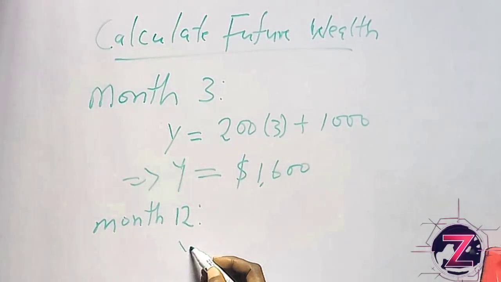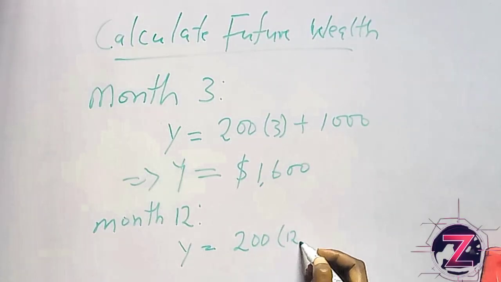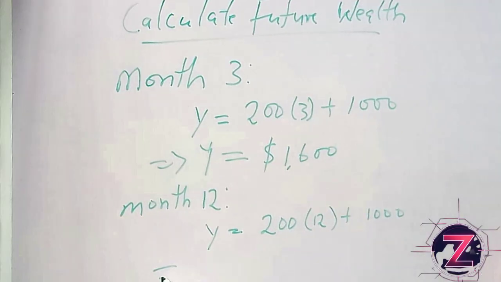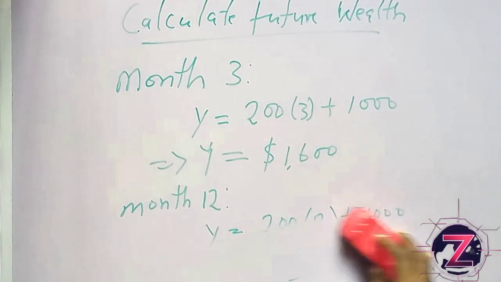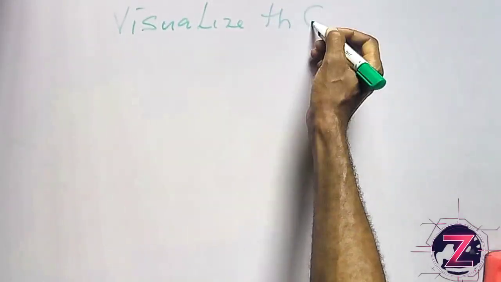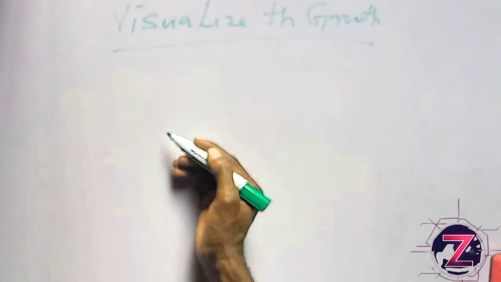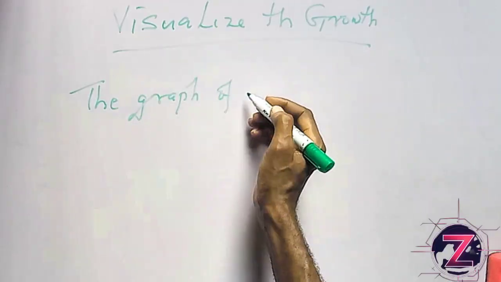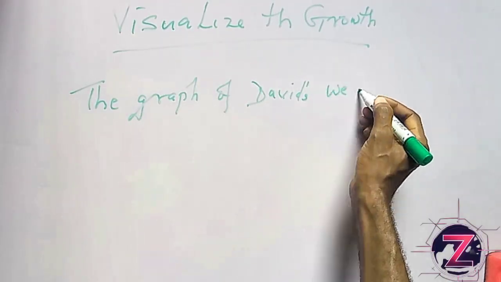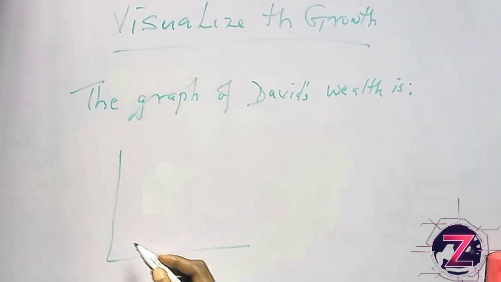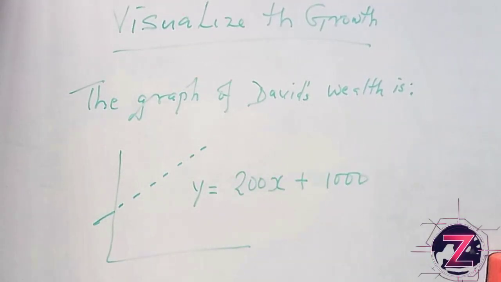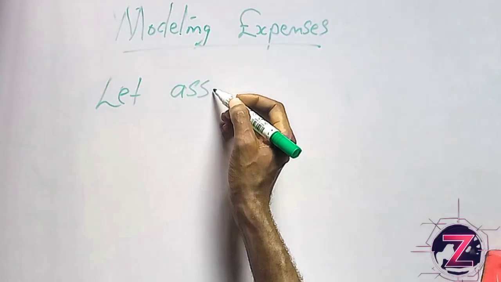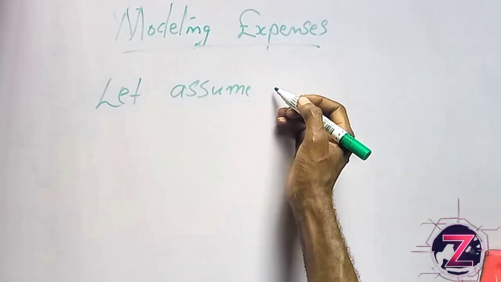Then come to month 12. In the 12th month, David's Y will become equal to 200 times 12 plus 1,000, which will be equal to $3,400. So, visualizing the growth of David, David's graph of wealth can be plotted like this, where Y is equal to 200 times X plus 1,000. So this will bring us now to the next step, which is modeling expenses.